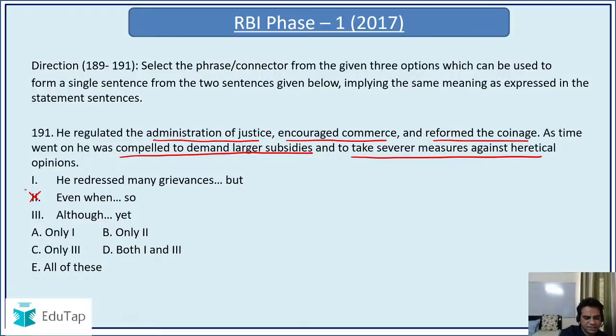So he redressed many grievances, but as the time went on, he was compelled to demand larger subsidies. So this is correct. And although he regulated the administration of this, yet as the time went on, he was compelled to demand. So option 1 and option 3 are correct. Yes, so both 1 and 3 are correct. The correct option is option number D, guys. So the correct option here was option number D, because it was a contradictory statement.